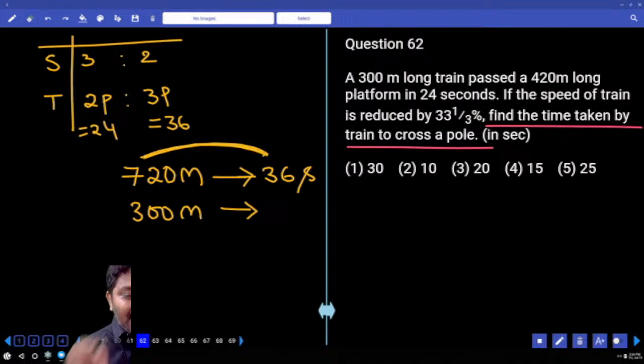Understand the relation between 720 and 36, which is 5%. This is 5%, right? 10% is 72, but we have half here. What is 10%? Half. 15 seconds final answer. This time of 36 seconds is taken to cover 720 meters with the original speed or reduced speed? Original speed or reduced? The question we asked is also about the reduced speed. If 720 in 36 seconds, then 300 meters takes how much? Simple, no formula, nothing.